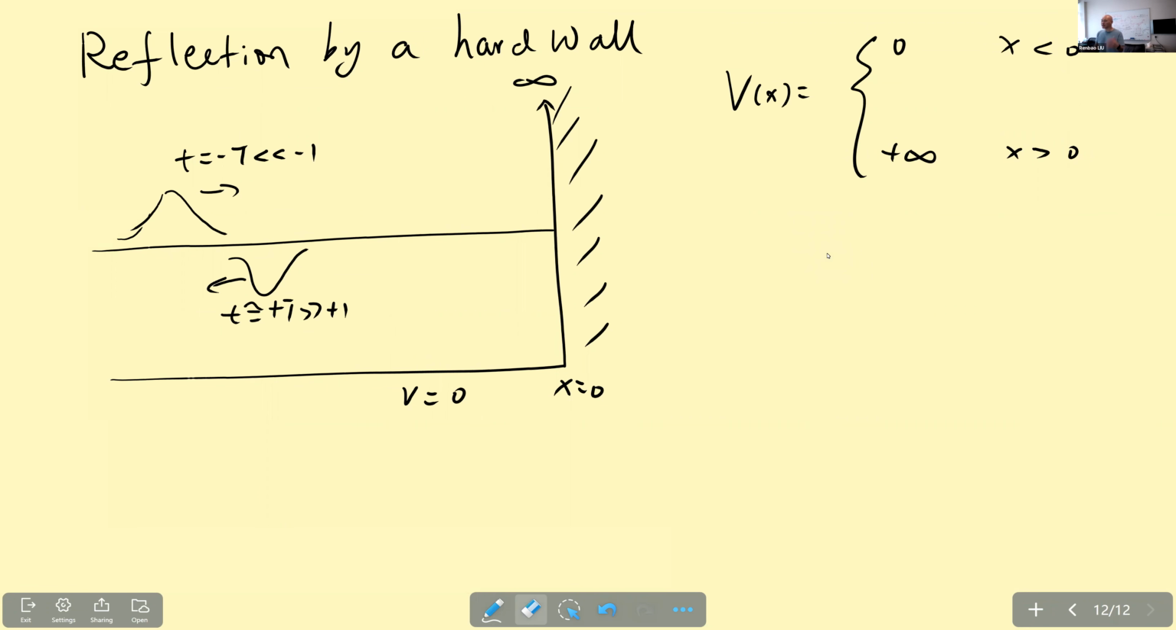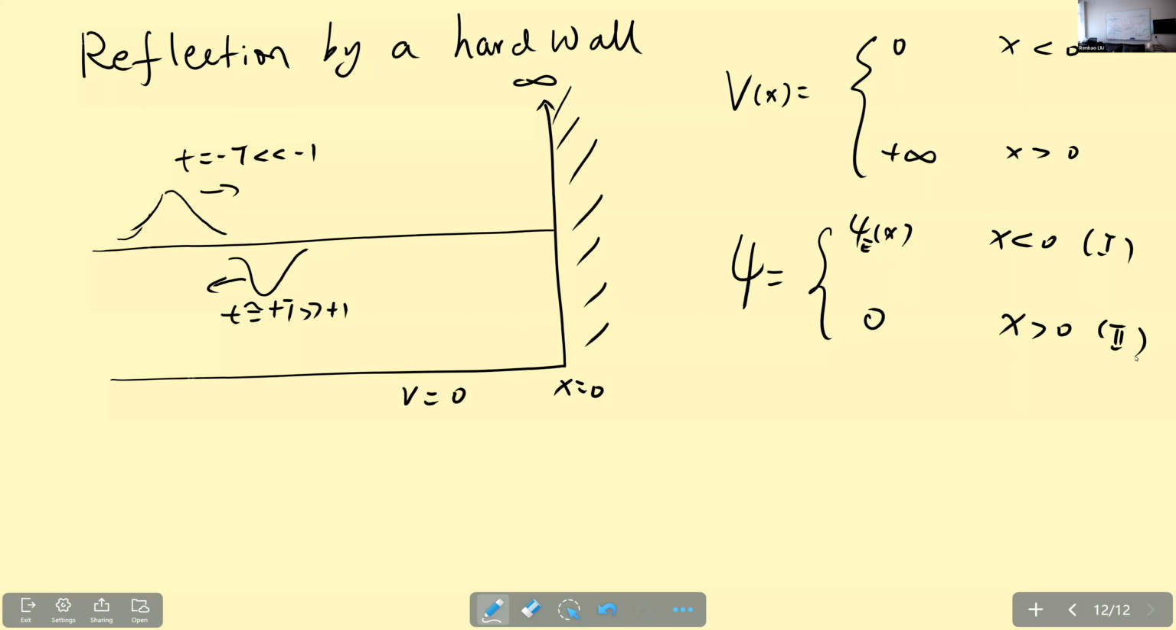Right, and then we need to find the eigenstates of this one. Of course, you can write down the wave function in two regions. ψ(x) equals the eigenenergy times ψ(x) for x less than 0. But for x greater than 0, this must be 0, right? So this one is region 1, this one is region 2. So we need to find out what this is.